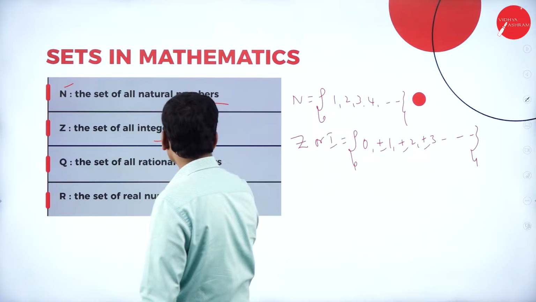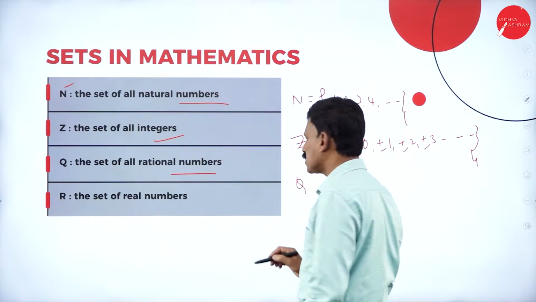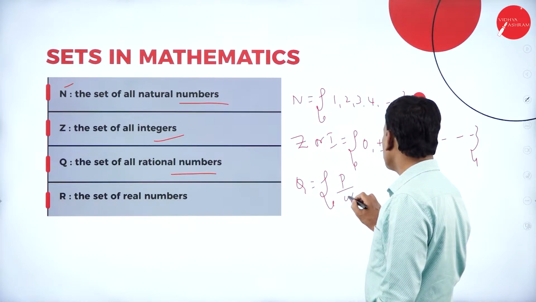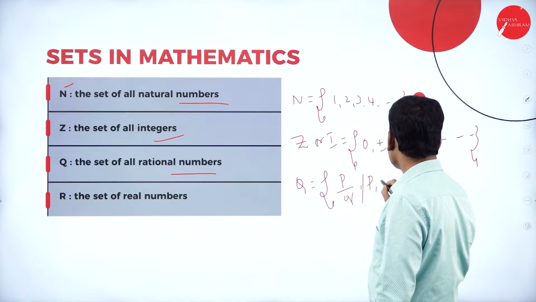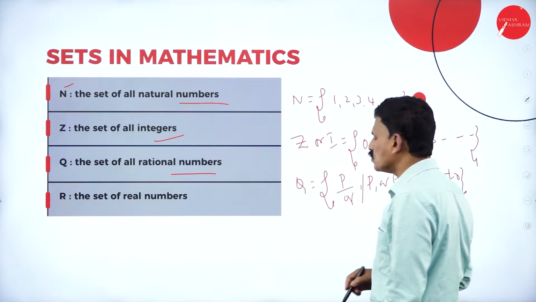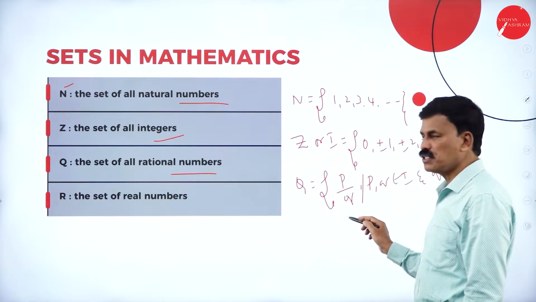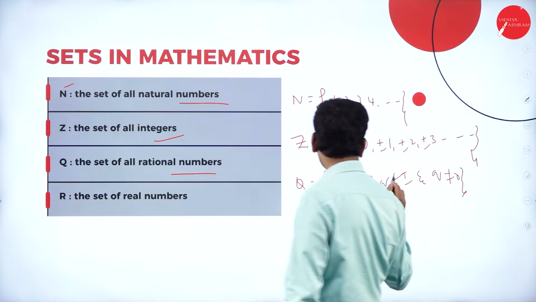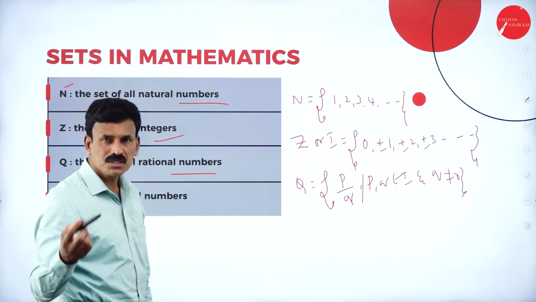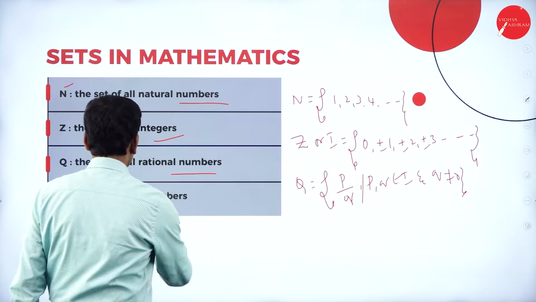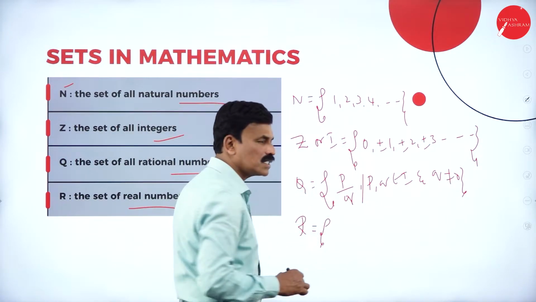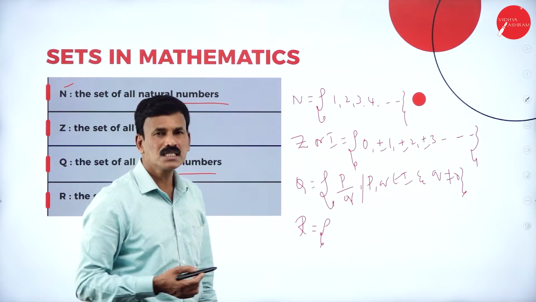Next, the set of rational numbers is denoted as Q. The set of rational numbers consists of numbers of the form p by q, where p and q belong to the integers and q is not equal to 0. Any number of the form p by q is called a rational number. And the set of real numbers includes all numbers under discussion except the complex numbers.